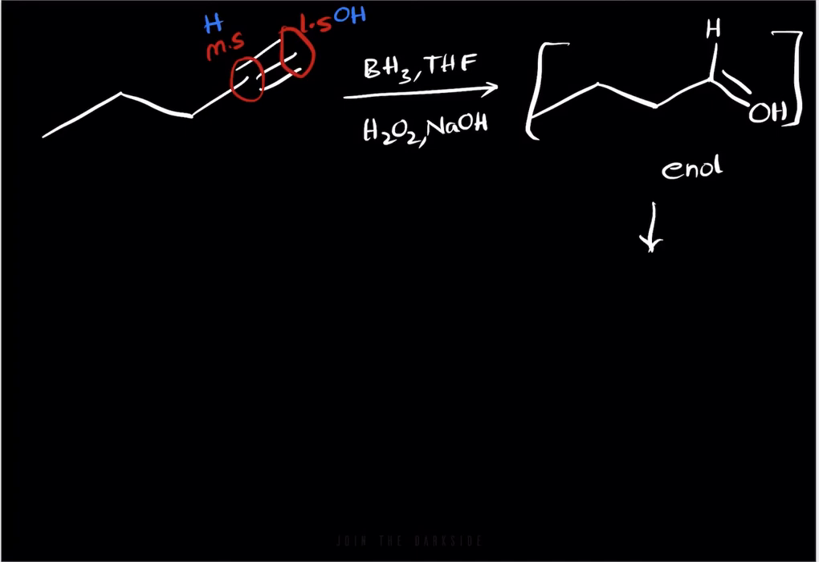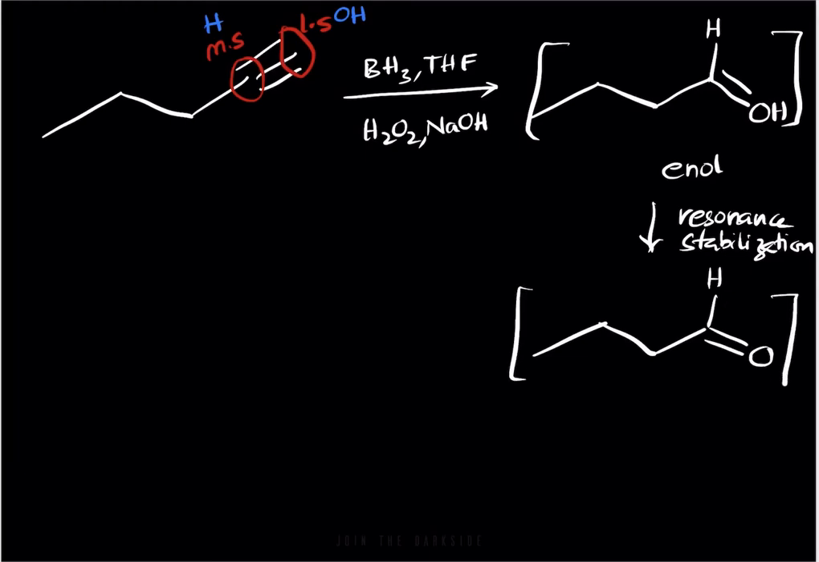This structure then stabilizes, so it undergoes resonance stabilization. This then results in the formation of hydrogen on this one and a double bond O. So this is the structure of an aldehyde, and this is the final structure that you end up with. This is the full reaction for any structure. So pause the video right here and try this problem.